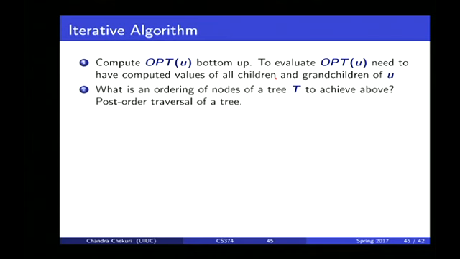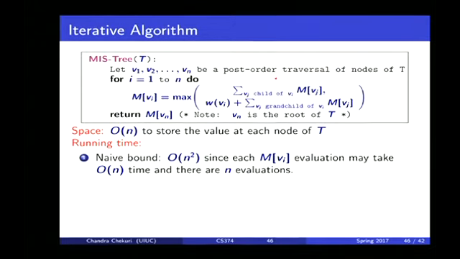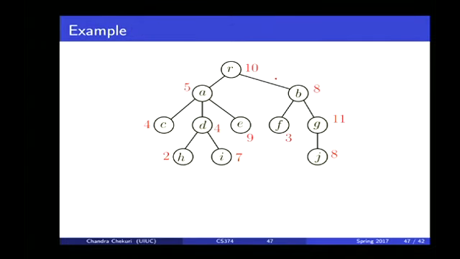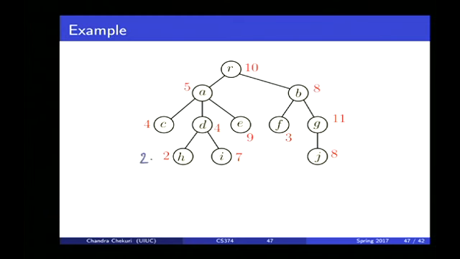So that's a simple code, but let me just run it on an example, and then it's much easier to understand what we're doing. On this tree, what is the recursion really doing? What is the optimum value at this leaf h? The optimum value is 2. For all the leaves, we can easily compute the optimum value.